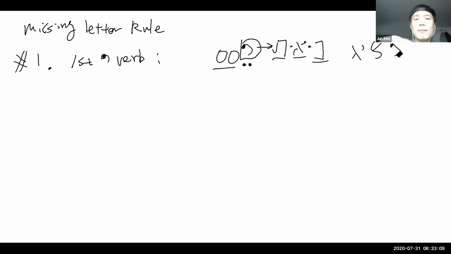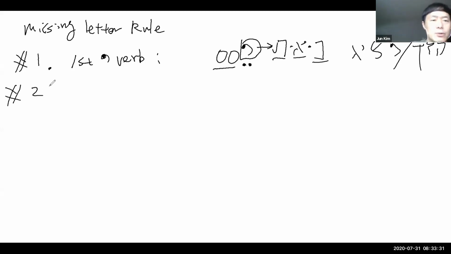Why? Being the first insecure verb, it always follows the rule for the first yod verb. So you need to remember halak as a special case here. Okay, that was the missing letter rule number one. And then let's move on to number two.